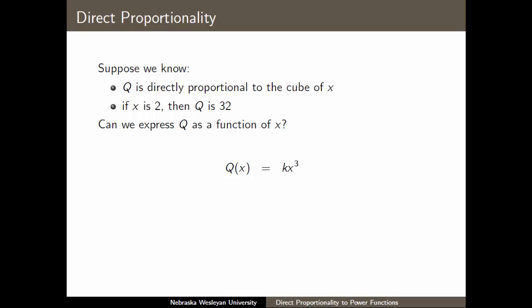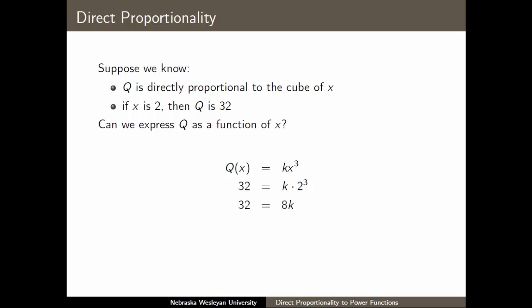The first line almost completely specifies the function. It says that it's directly proportional to the cube of x, so q is equal to some constant k times x cubed. All that remains now is to figure out what value of k we should choose. If we substitute in the single point of data we have, we know that when x is 2, q of x is supposed to be 32.